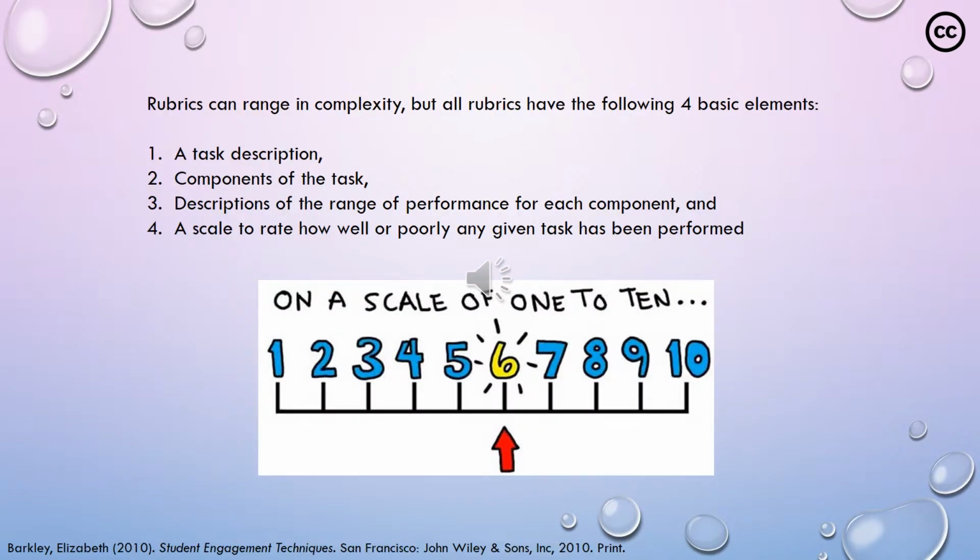Rubrics can range in complexity, but some best practices for building grading rubrics include making sure the rubric consists of a task description and other components of the task, as well as descriptions of the range of performance for each component and a scale to rate how well or how poorly any given task has been performed.